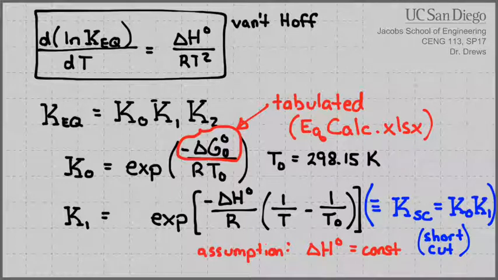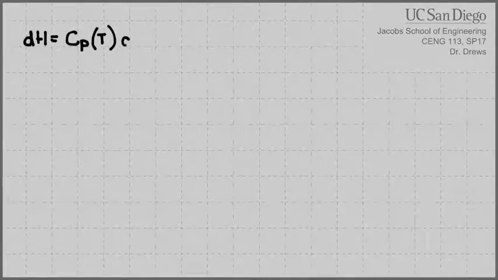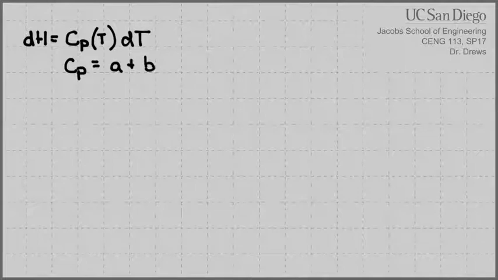The reason k2 is kind of a pain in the neck is because, remember, the change in enthalpy is equal to the heat capacity, which is itself a function of temperature, times the change in temperature. Heat capacities are usually of the form A plus B times T plus C times T squared plus D times T cubed.